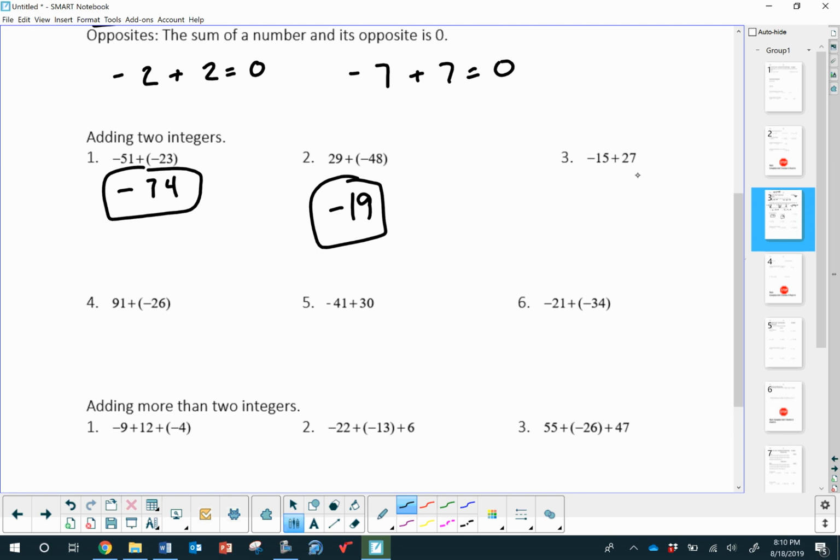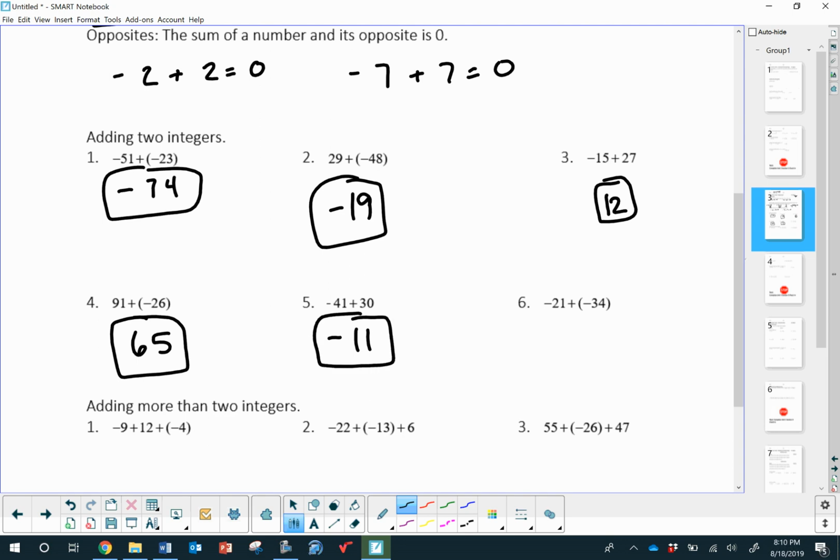Again, negative 15 plus 27, we have opposite signs, so I need to subtract. 27 minus 15 is 12. Look which one's greater. 27 has a greater absolute value, so you know your answer is going to be positive. Number 4, again, we have opposite signs. So 91 minus 26 is 65. 91 is a greater absolute value, so my answer is positive. Negative 41 plus 30. Opposite sign, subtract to get 11. Negative 41 is your greater absolute value. It's negative, so your answer is negative 11.